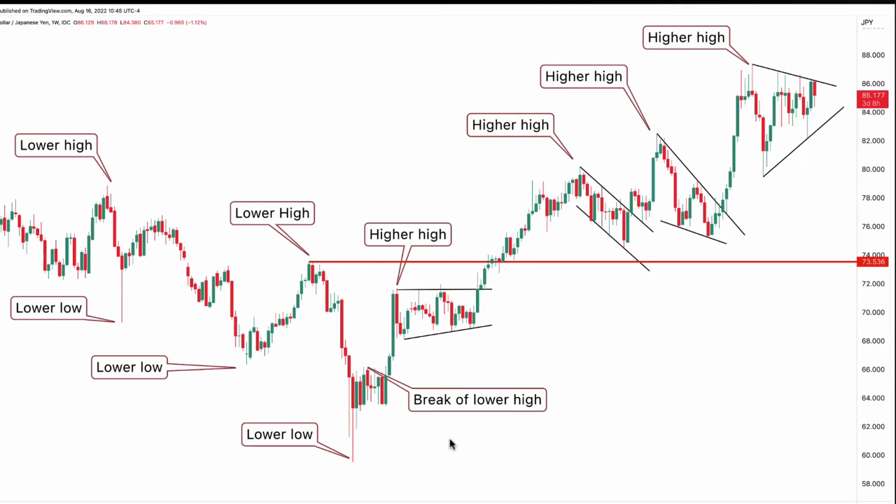So yes, we do make a lower low, but by the end of that low, it's very clear that there is some buying pressure in the market. And you can see here, we make a lower high, but instead of making a new lower low, we break this lower high, and we do so impulsively. And then we trade sideways, and this is very important. We break this other lower high.